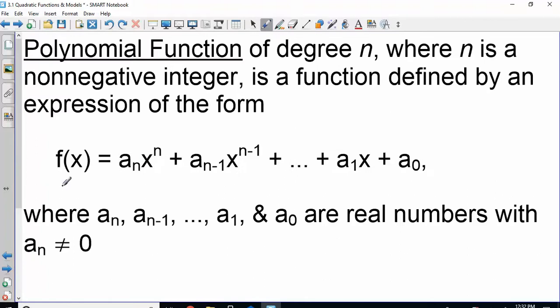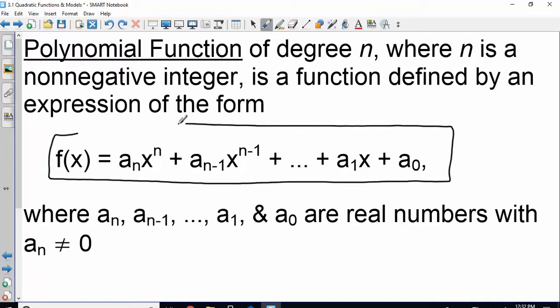You've got a box at the top. And it tells you a polynomial function of degree n, where n has to be a non-negative integer, is of this form. So that's what you want to put on that line here. The a's are just coefficients, so they're just numbers. Your powers have to be whole numbers. So your powers on x are like 0, 1, 2, 3, and so forth.